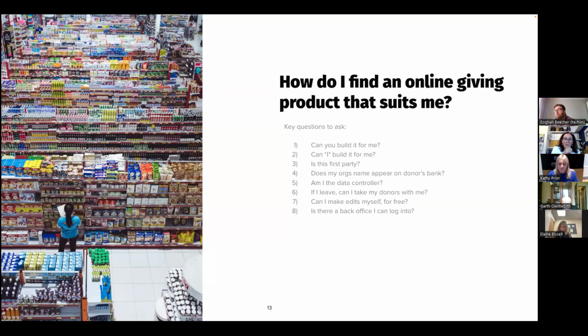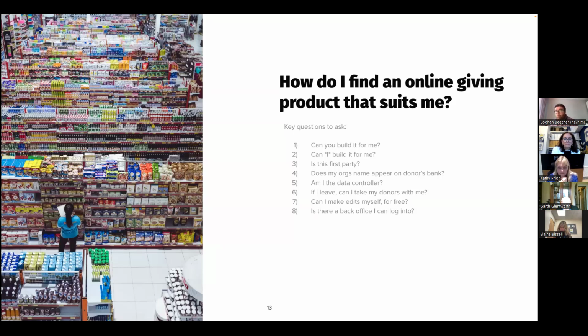The most important question in any level of software is, is this first party? So first party means, are you the owner of the platform? This means the relationship with your donor is one-to-one. So the donor is giving directly to you. They're not giving to a third party platform who's then forwarding the money to you. So some of the tricks there: is my organization's name the one that appears on the bank statement when somebody makes a payment? Am I the data controller from a Data Protection Act and a GDPR perspective? Is this data mine? Am I the person who has sole decision-making authority over what happens with this data?